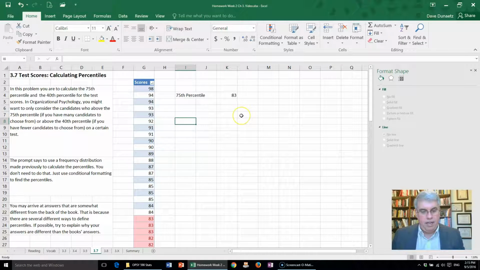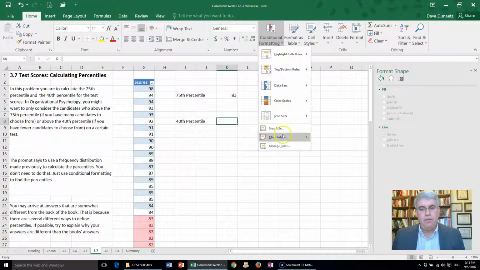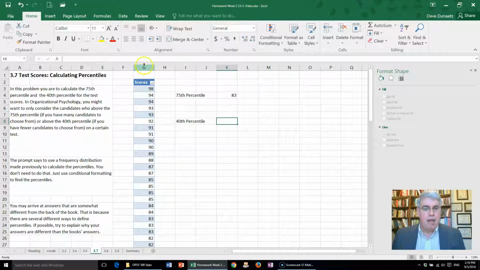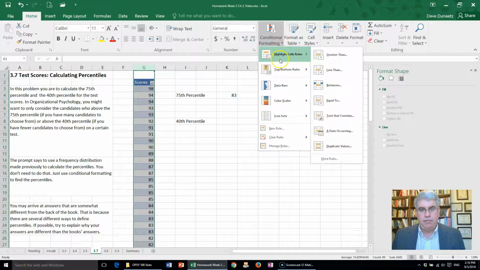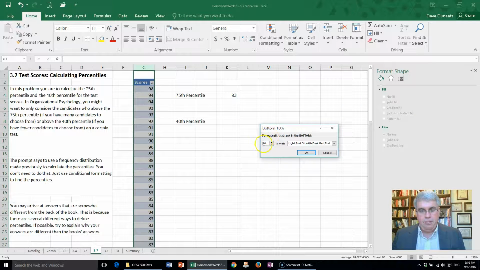Now we want to find the 40th percentile. And the way we're going to do that is we're going to go to conditional formatting, and we're going to remove the rules. We're going to clear the rules, clear the coloring off. So I'm going to clear them from the entire sheet. I'm going to select that whole column of numbers now. I'm going to go to conditional formatting, use the bottom percentage rule, and this time it will be 40%.